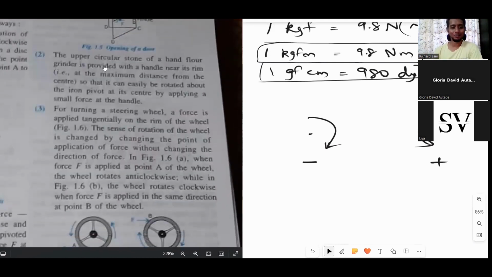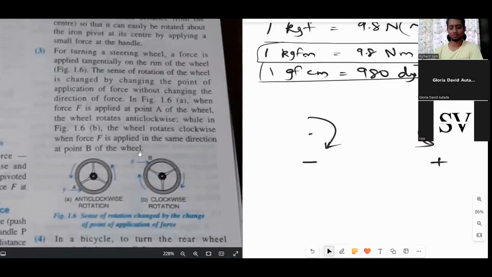A better example is the steering wheel. If the steering wheel of a car is small, then you have to apply a lot of force to turn it. But if the steering wheel is big, less force is enough to turn it. That's why trucks and buses have very big steering wheels, because the vehicle is heavy and you need a lot of moment of force to turn it. So to reduce the force applied by the person, they increase that distance. You can apply less force and turn it easily.